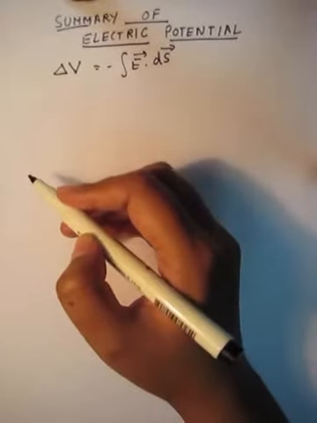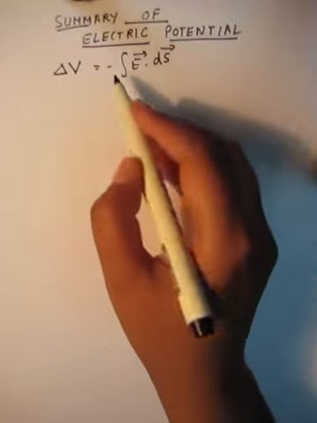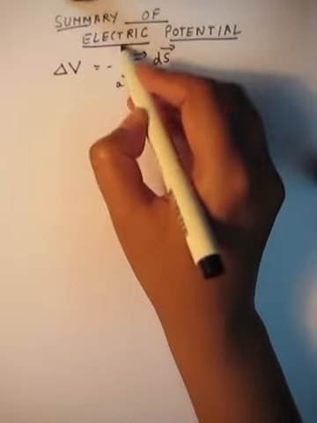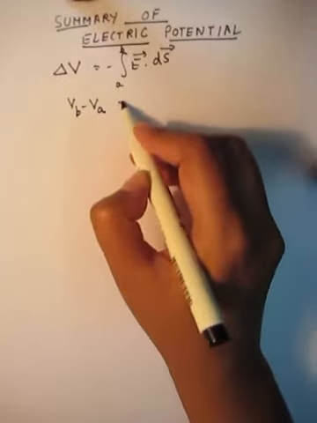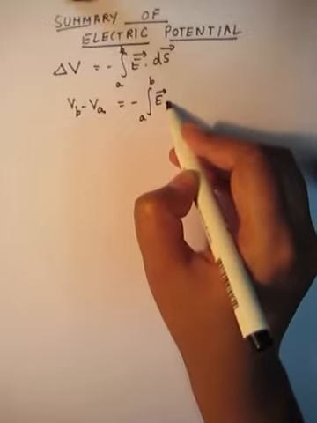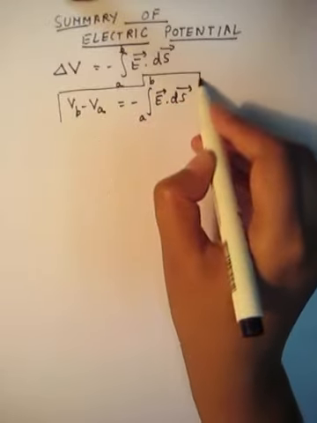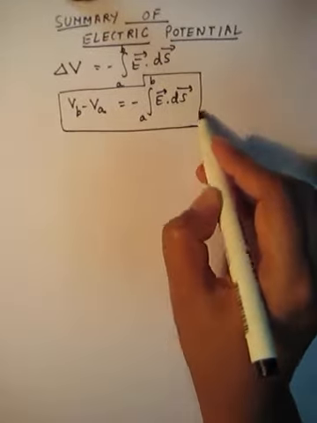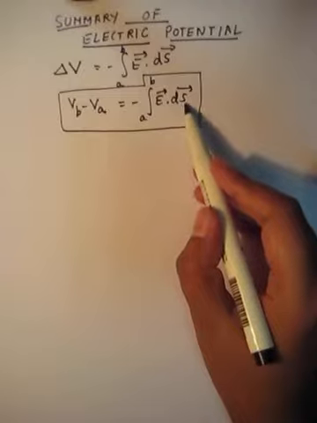So if you have to find out the electric potential between 2 points, suppose we are moving from A to B, then the potential difference will be VB minus VA equals minus integral of E vector dot ds vector. So this will be the potential difference between 2 points if there is an electric field and you're moving along ds.